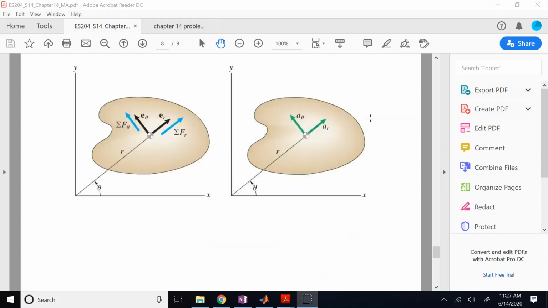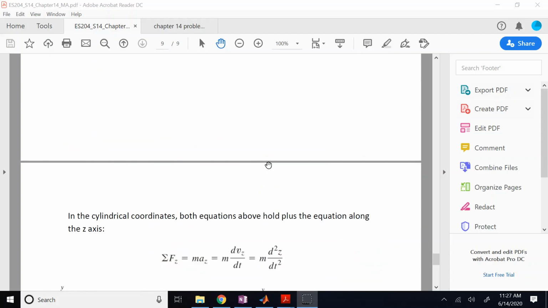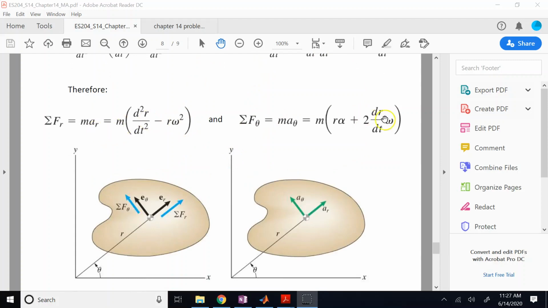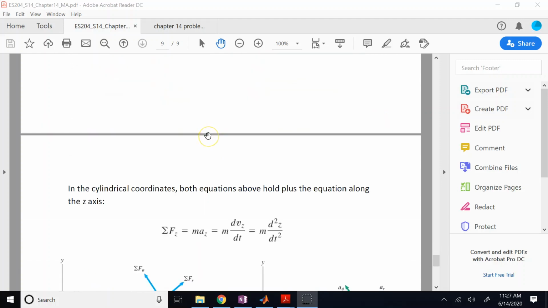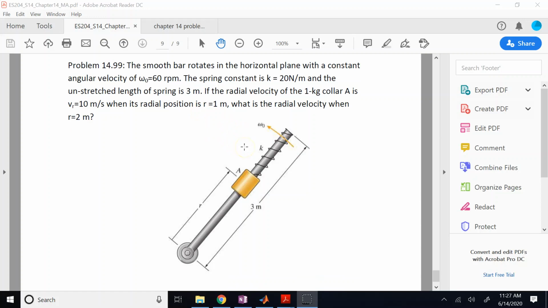And then if there is a z, of course, in the z direction, we have sum Fz equal m az, and az is z double dot, right? So in general, three equations. If it's 2D or polar, we just have Fr and F theta. And you might wonder, how do we use those to solve a problem? So let's look at problem 14.99 of the textbook.